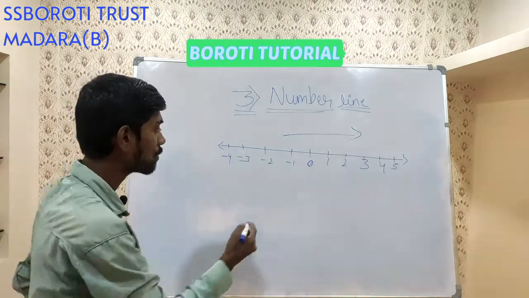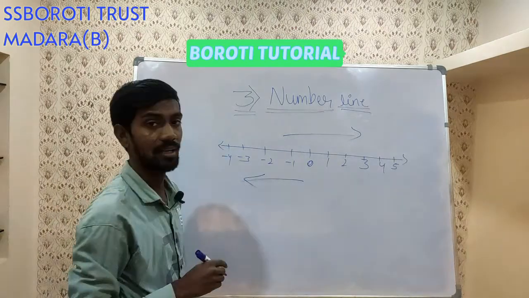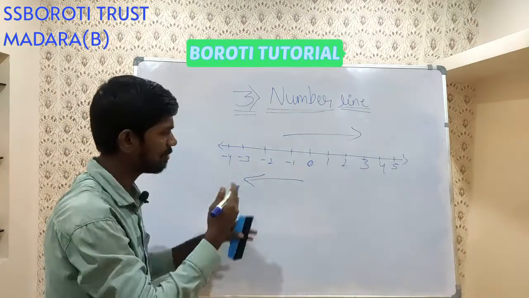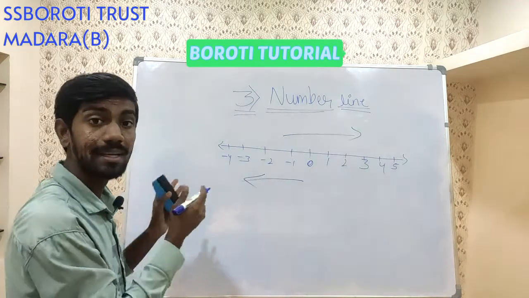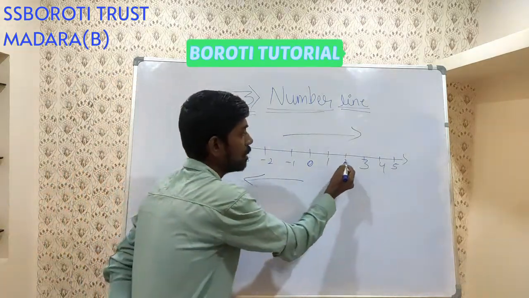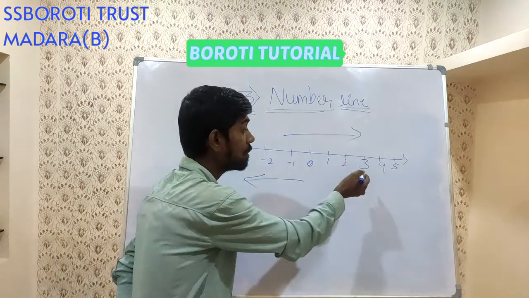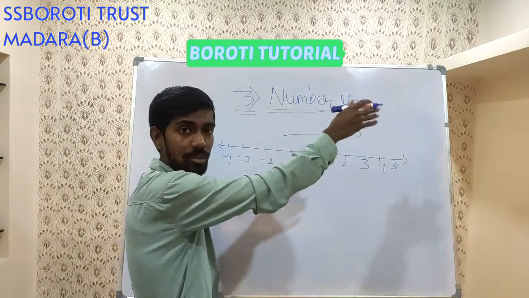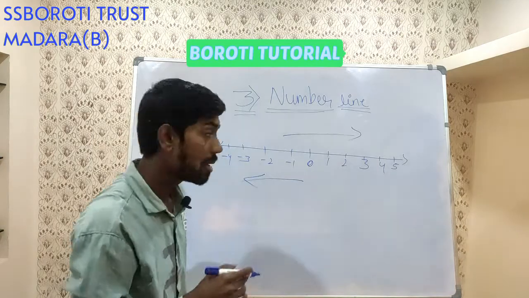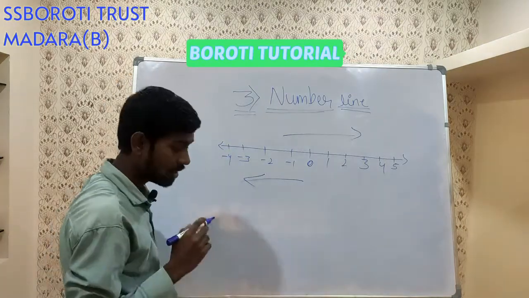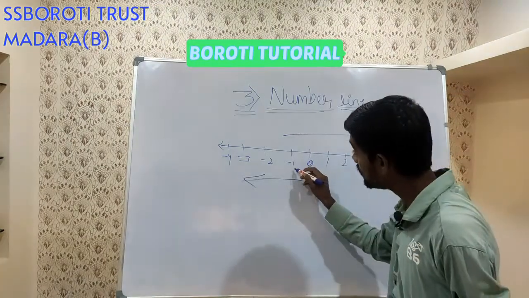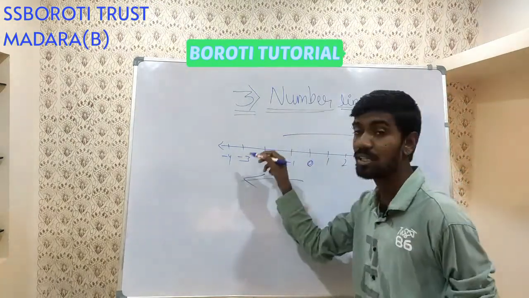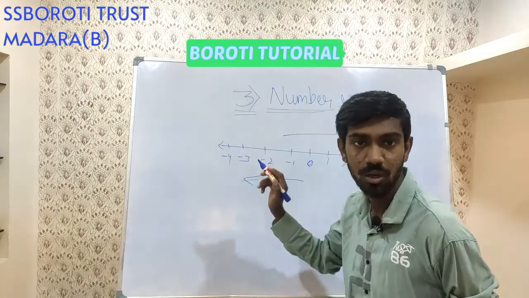If you are coming towards the left hand side, LHS, from 0 or from any number, the numbers will decrease. Here 2 will be greater than 1, and 3 will be greater than 2, so the numbers increase when you go towards the right hand side. But when you go towards the left hand side, the values will decrease, which means minus 1 is greater than minus 2, minus 2 is greater than minus 3, minus 3 is greater than minus 4, like that.